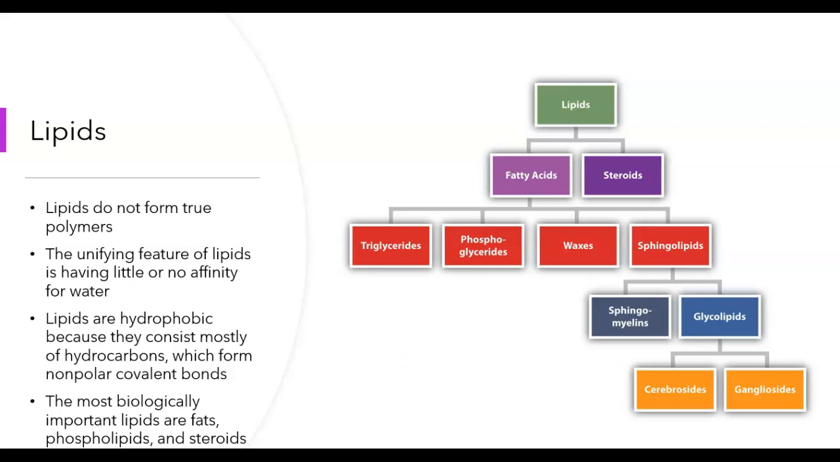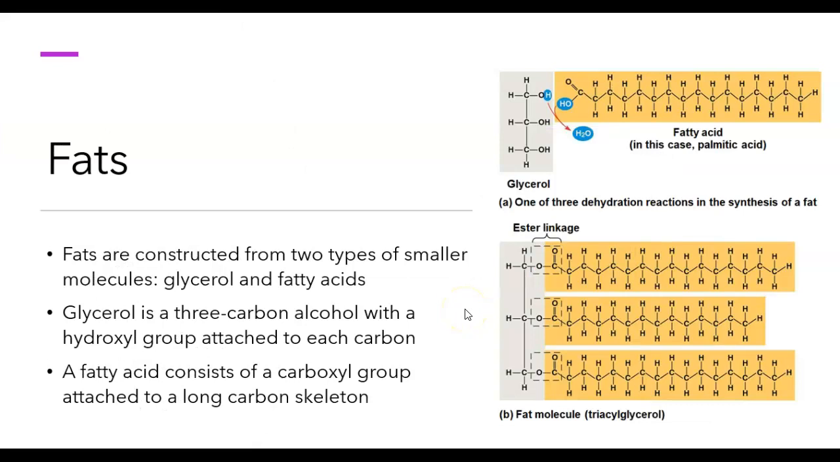The most biologically important ones are fats, phospholipids, and steroids. There are others as well, like waxes and things like that. We're going to focus mostly on the triglycerides and the phospholipids, and then on the steroids, which are found in hormones and things like that. Fats are constructed of two types of smaller molecules, glycerol and fatty acids. Glycerol is actually an alcohol that has 3 hydroxyl groups. You can see that in the structural molecule there.